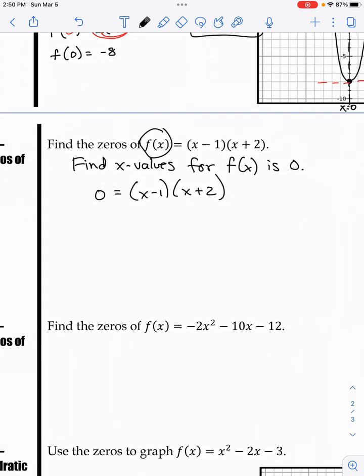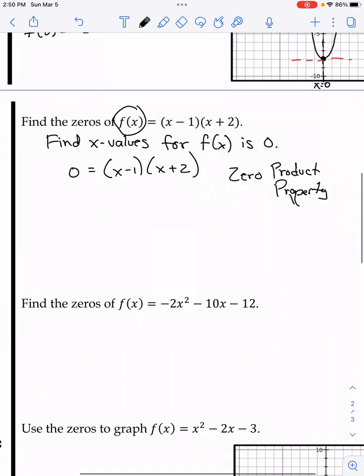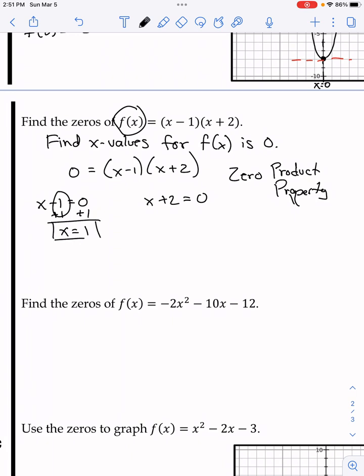And this is the zero product property. If you remember from last chapter, that means either the first one or the second one is zero. I'm going to set the first thing, x minus 1, equal to 0, and the second thing, x plus 2, equal to 0. If I add 1 to both sides, our answer here is x equal to 1. And here, if I subtract 2 from both sides, we'll have x equal to -2.